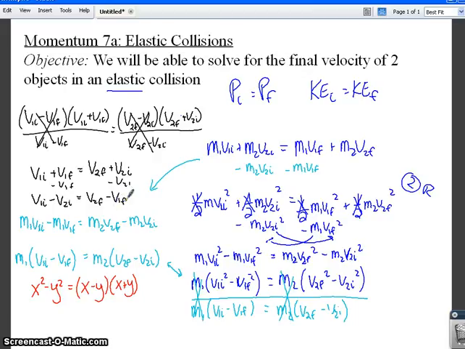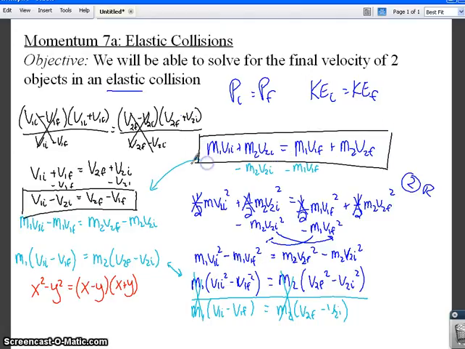Now we have two equations, two unknowns. This one and this one. These two are much easier to work with than these two, and because now that we have these two, we can solve a problem. So that's what I'm going to do in the next video. I'm actually going to solve a problem using these two equations.